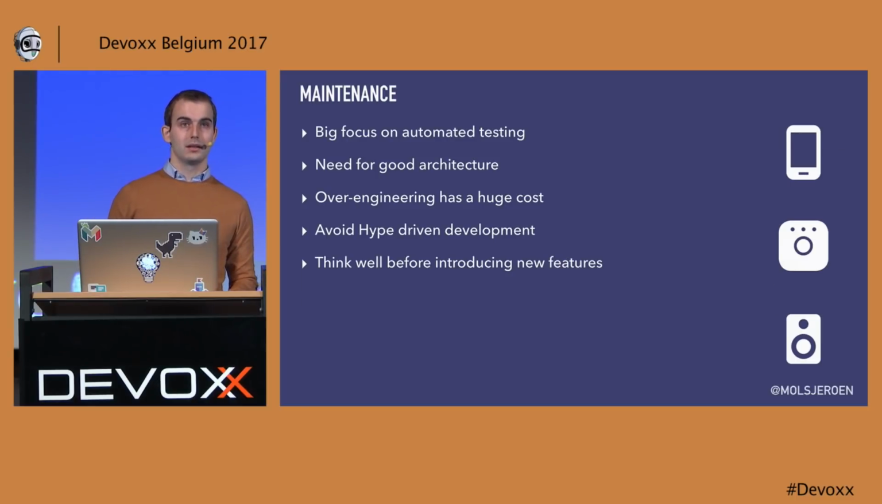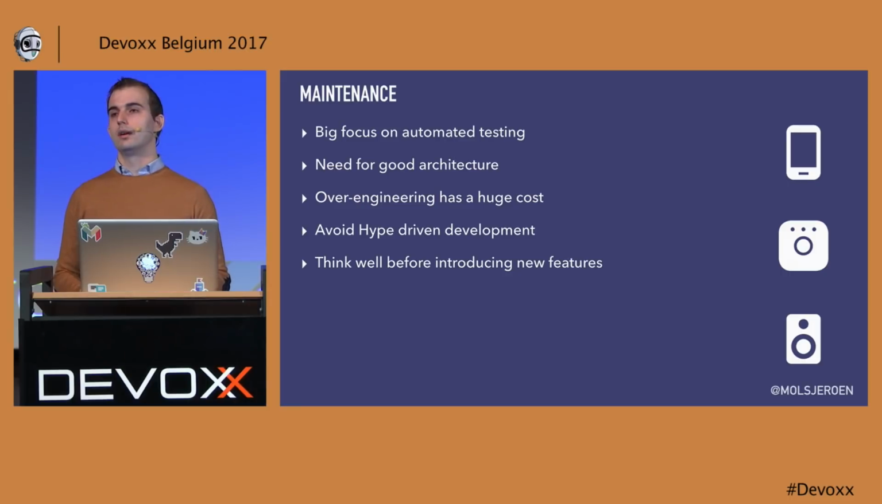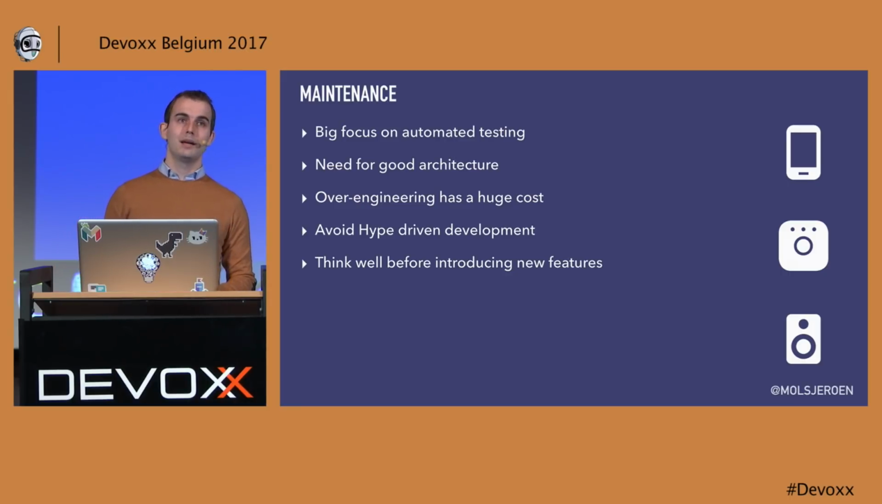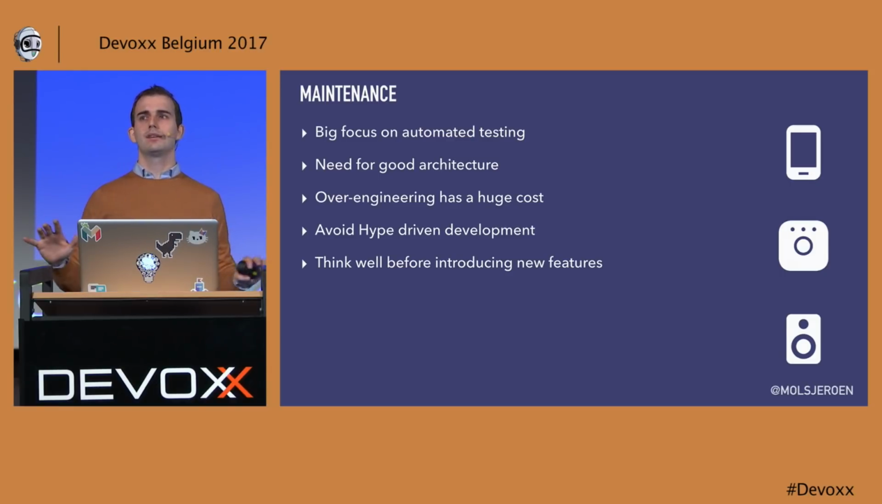So how can you do that? Focus on automated testing. I cannot emphasize that enough. And automated testing is on multiple levels. You need to have a very extensive unit testing safety net in place. Something that runs blazingly fast, that you can just trigger and get instant feedback to know whether all of the blocks in your app are still working the way you intended them to work.